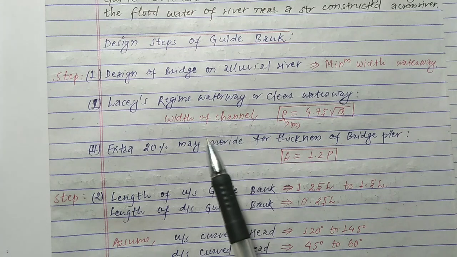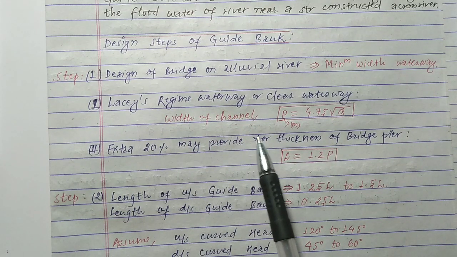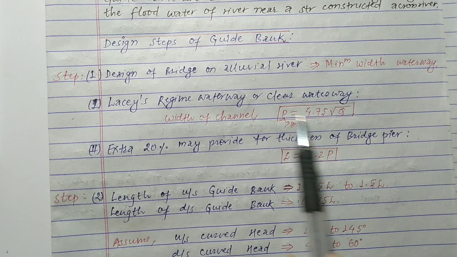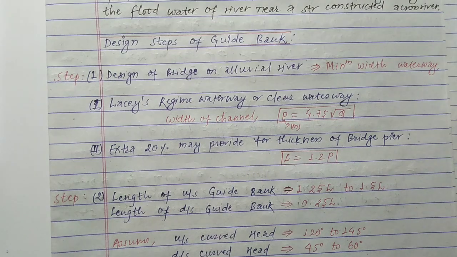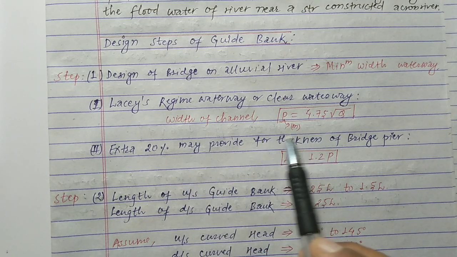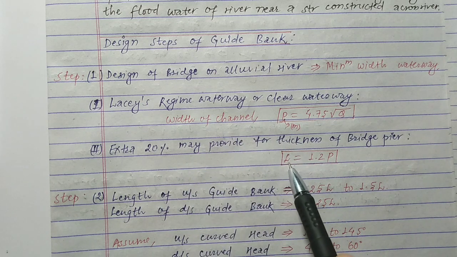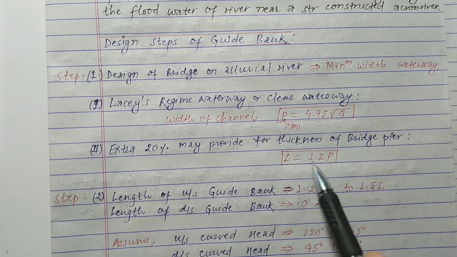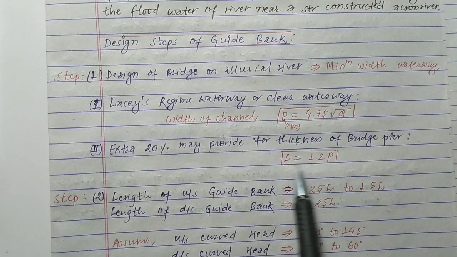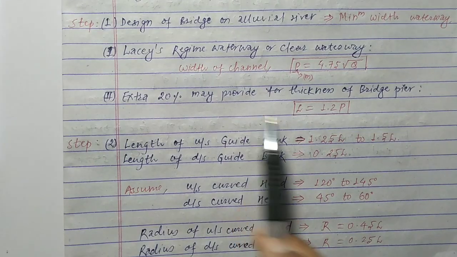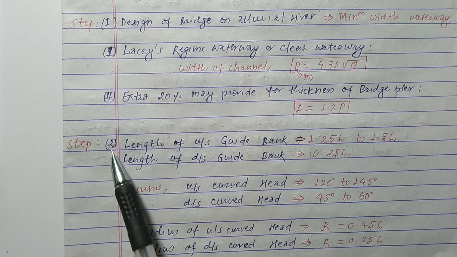For the length of this, we have to increase this value by 20%. After increasing this value by 20%, we get the value of L, and simply we can calculate L equal to 1.2 times this value P. And we get the value of L. After the first step, let's see the second step.